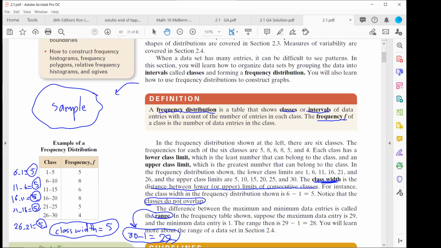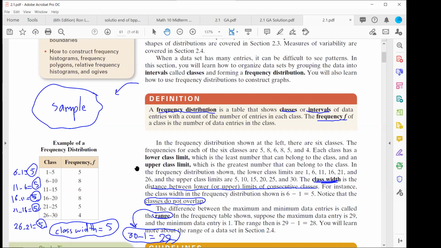Yes, so if the table is given, you can subtract consecutive lower limits. Just look at these lower limits: 1 and 6, 5. 11, 6, the difference is 5. 16, 11, 5. 21, 16, 5. 26, 21, 5. Or you can look at upper limits: 10 minus 5, 5. 15 minus 10, 5. 20 minus 15, 5. 25 minus 20, 5. 30 minus 25 is 5. So again, if the table is given, you just do the subtraction.